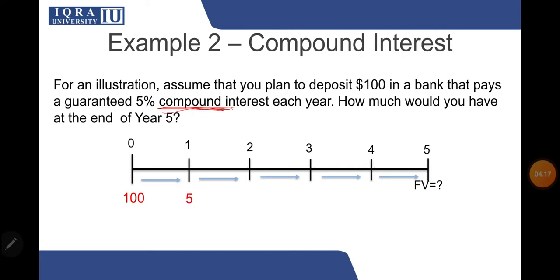The first year interest will be 5. 100 multiplied by 5%. So you will have 105 in your account. So the first year is going to be the same. But now in compound interest, you get interest on interest. So instead of getting interest on 100, you will get interest on 105 over here. So 105 multiplied by 5%. This time your interest amount will be 5.25.